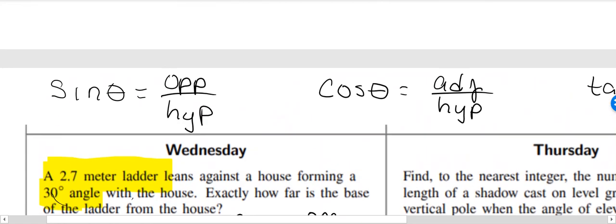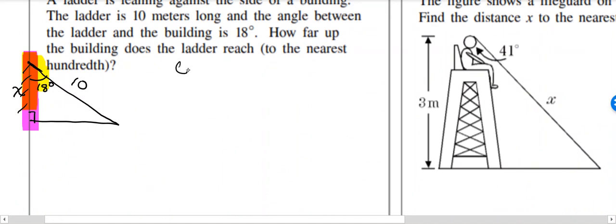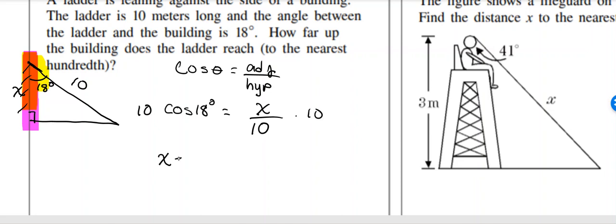Let's go back up and look. If I have adjacent and hypotenuse, hey, look at this. I'm going to use cosine. Okay, so let's go ahead and set that up. I know that cosine of theta is equal to the adjacent side over the hypotenuse. Okay, so my theta is 18, so I know that the cosine of 18 degrees, my adjacent side is x, and the hypotenuse is 10. So to solve this, all I'm going to do is just multiply both sides by 10. So I get x is equal to 10 cosine 18 degrees.